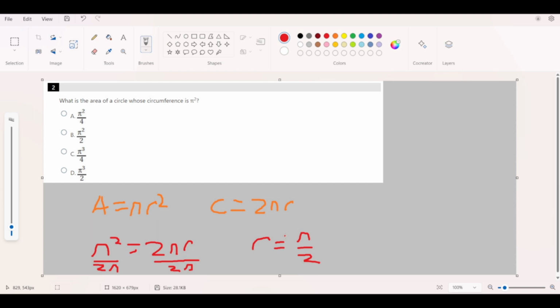That is our radius. Now we plug that back into the area formula, and we get A is equal to pi r squared, which means A equals pi times pi over 2 squared, which means that your final answer would be A equals pi cubed over 4.